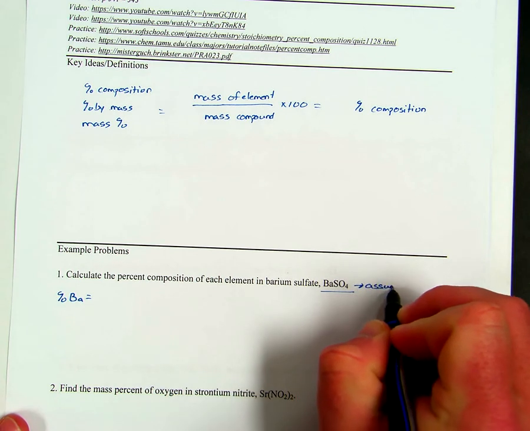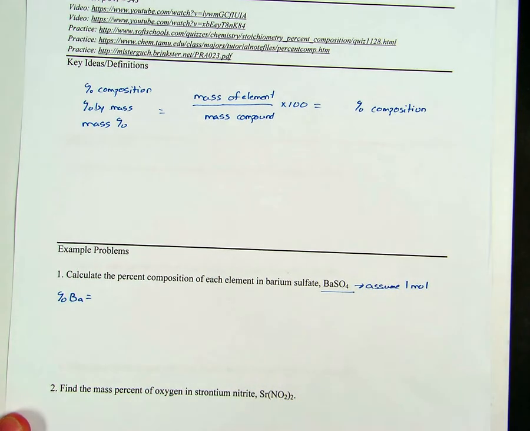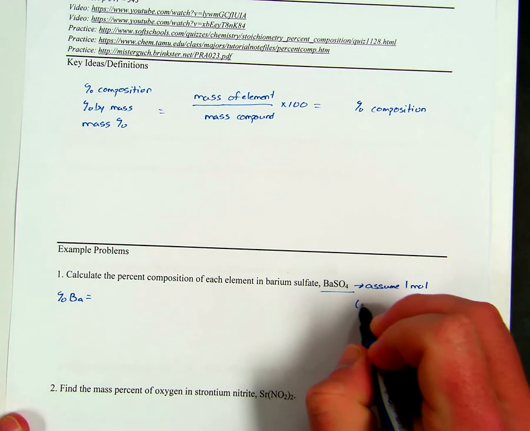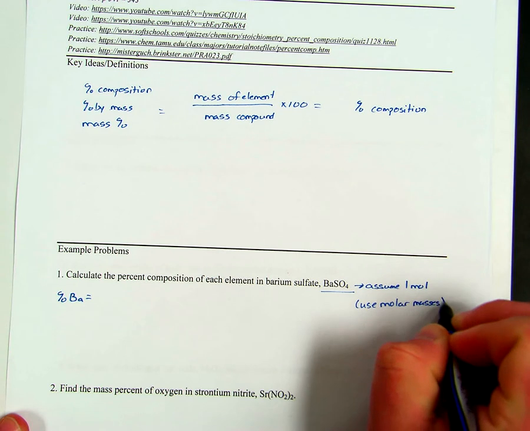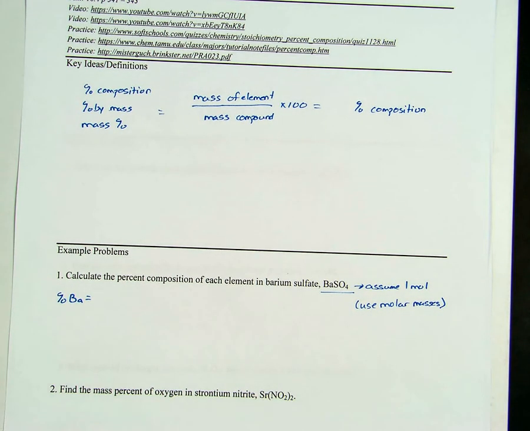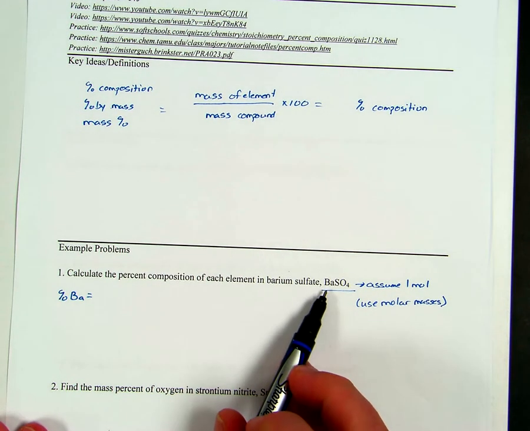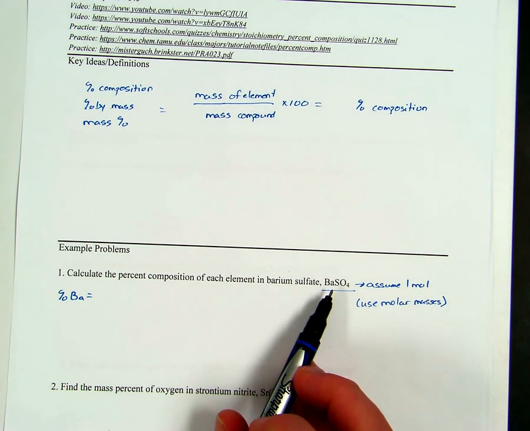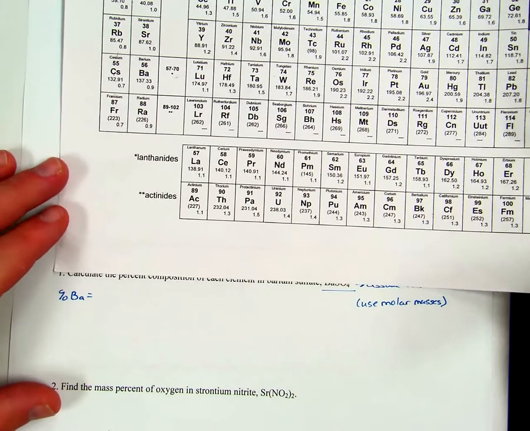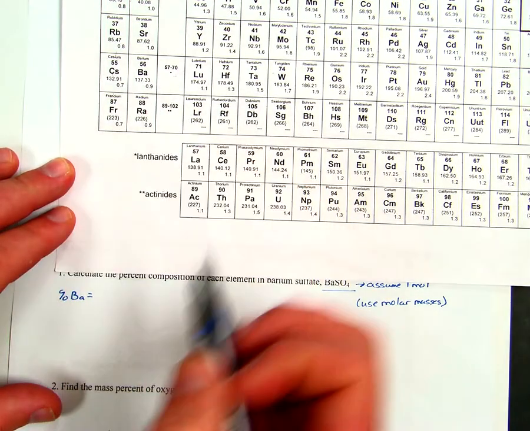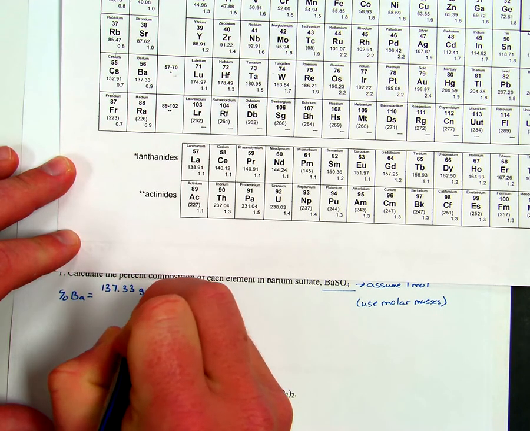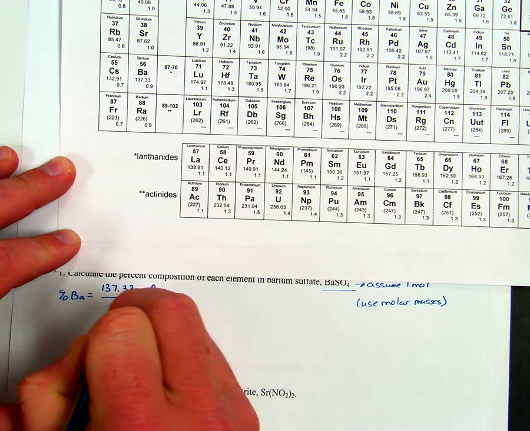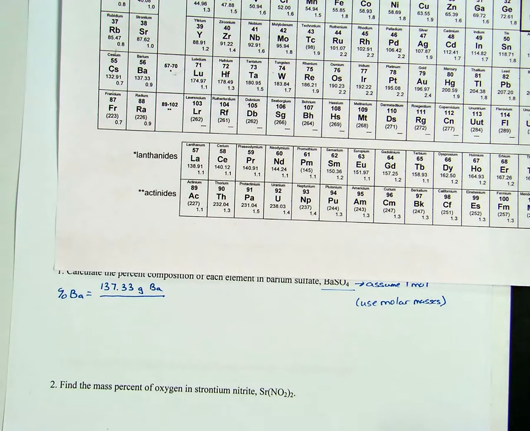Assume 1 mole. That way I can just use molar masses. So just like I were calculating a molar mass that we've learned how to do, I'm going to use that same process here to find the percent composition. I can see in 1 mole of barium sulfate, there is 1 mole of barium. So if you just look at the periodic table, you'll see the molar mass of barium is 137.33. So in 1 mole of barium sulfate, there would be 137.33 grams of barium divided by the molar mass of the whole thing, so I'll just add them up here.